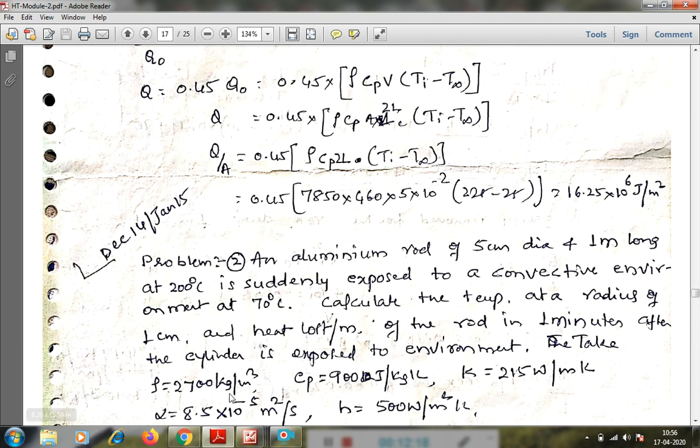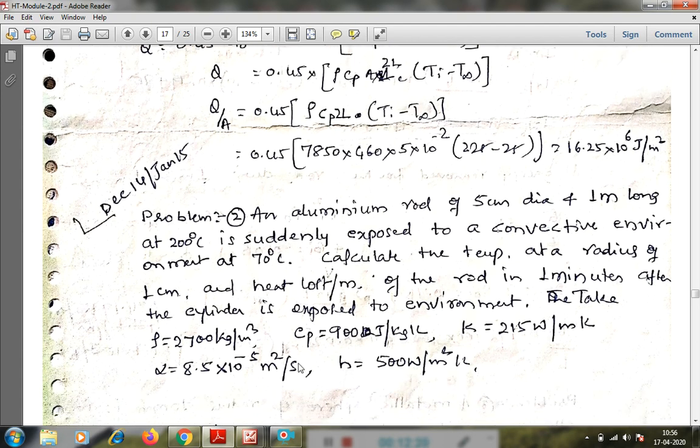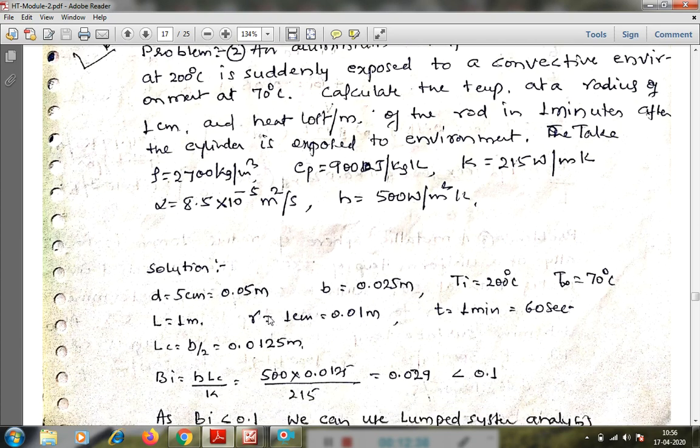Take rho equal to 2700 kg per meter cube, Cp 900 joule per kg Kelvin, K 215 watt per meter Kelvin, alpha 8.5 × 10^-5 meter square per second, h 500 watt per meter square Kelvin. Okay, then here for the cylinder, diameter is given.